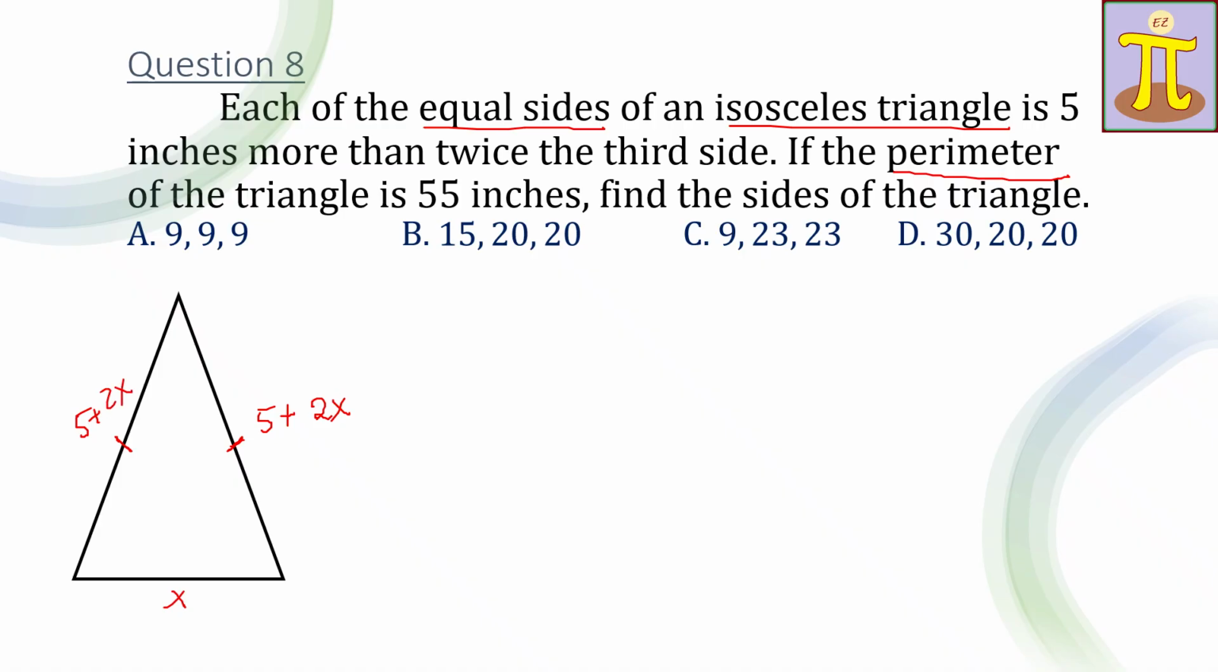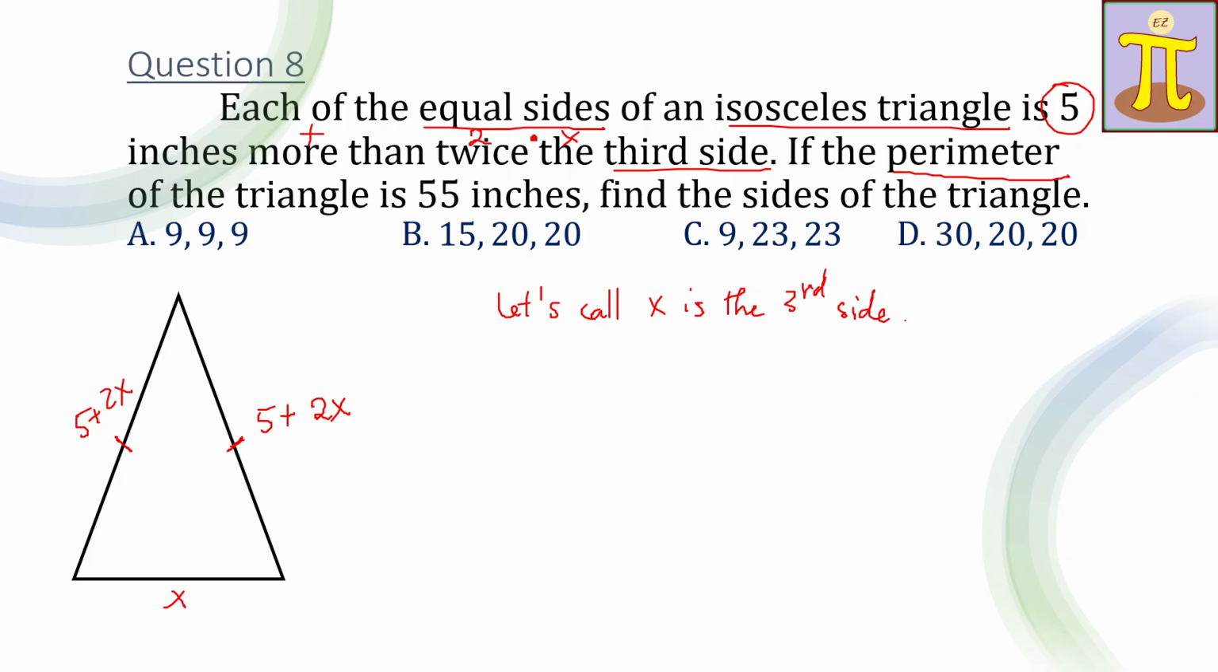So let's call x the third side. Then we will have the two equal sides being 5 more than twice the third side. Okay, so 5 add twice, which is 2 times x. The third side we call x.